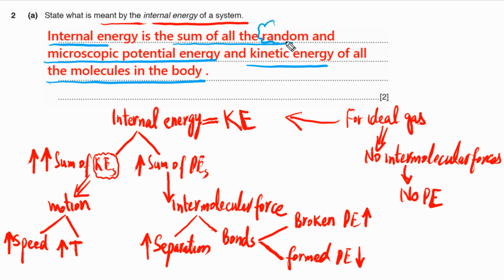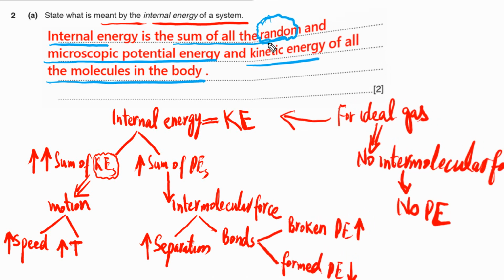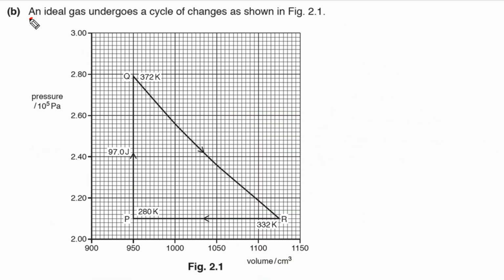Why do we call it random? It means molecules do not have the same speed. All molecules have different speeds, and the separation between molecules is also different. That's the reason we said random distribution. For part B, it is given to us that an ideal gas undergoes a cycle of changes as shown in figure 2.1. So this is given to us that this is an ideal gas.